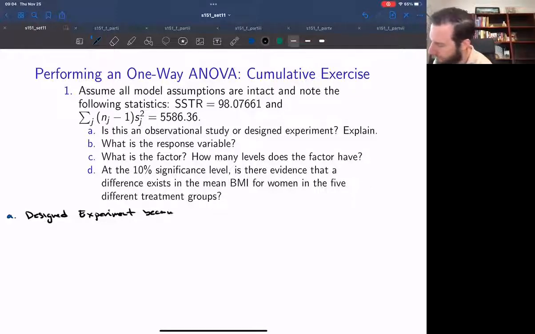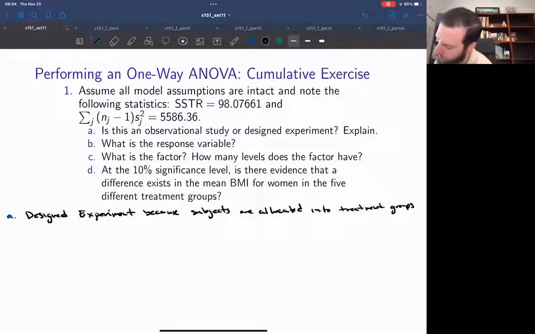because subjects are allocated into treatment groups to create a response.